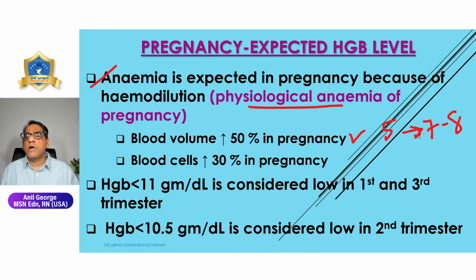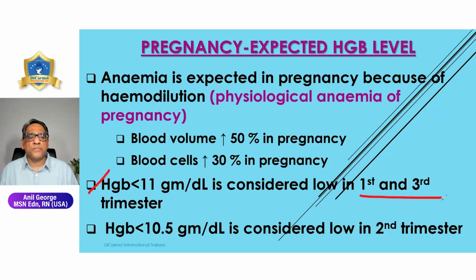So you can see blood volume is increasing almost 50%, whereas the blood cells are only increasing around 30%. So you can see the 50 and 30. That disparity causes hemodilution, and that's what we call physiologic anemia, which is normal and expected in pregnancy. But if it goes less than 11 in the first and third trimester, that is concerning. Or if it goes less than 10.5 in the second, it is considered concerning. So overall, you can generalize: if it's going less than 10.5 to 11, it is concerning.